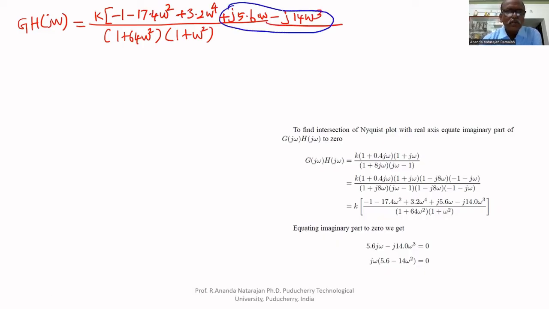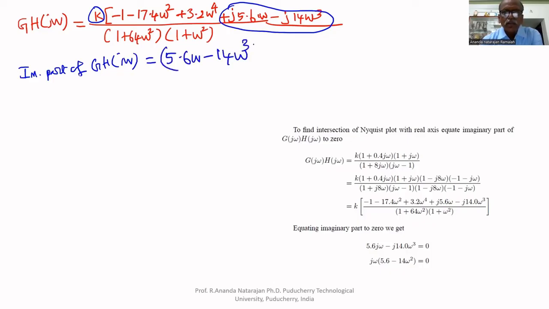These two are imaginary parts with k. Therefore, the imaginary part of G H of j omega equals 5.6 omega minus 14 omega cubed, multiplied by k. This is the imaginary part. We have to equate this to 0.